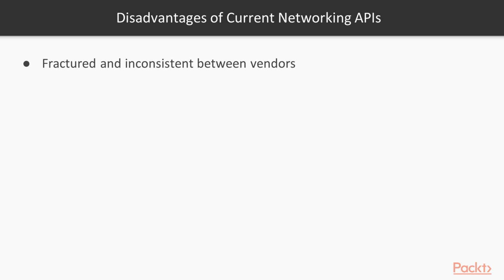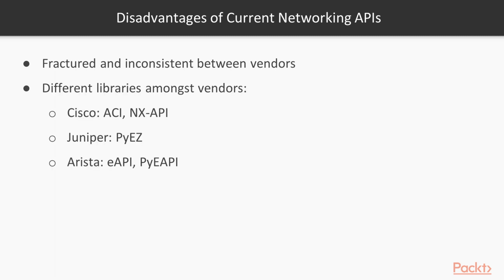As for disadvantages, I want to be specific that this is about the current networking APIs. In my opinion, they are a bit fractured and inconsistent between vendors. You have differences between using NETCONF versus just a REST API, and the structure is even different between, say, ACI versus NX-OS. There are also different libraries amongst vendors. If you're predominantly a Cisco shop, they'll push you toward libraries that abstract you from it. If you're a Juniper shop, they want you to use PyEZ, Arista has its own, and so on. So those are two disadvantages of the current networking APIs.